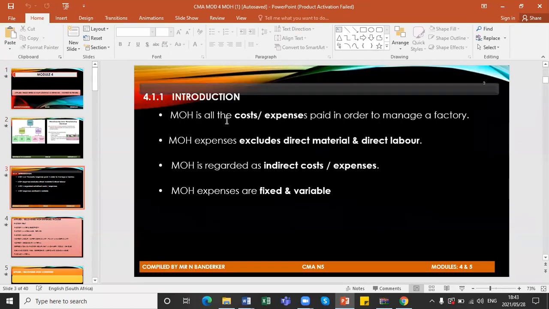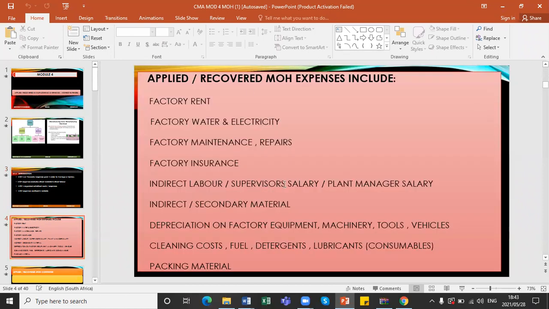Now, MOH is all the expenses that need to be paid in order to manage or run a factory. MOH excludes direct material and direct labor. It's also regarded as indirect cost or expenses and consists of fixed or variable expenses. Now, MOH can be divided into two: applied MOH and actual MOH. We're going to look at the difference between the two.